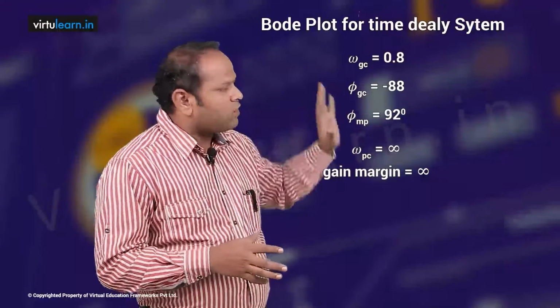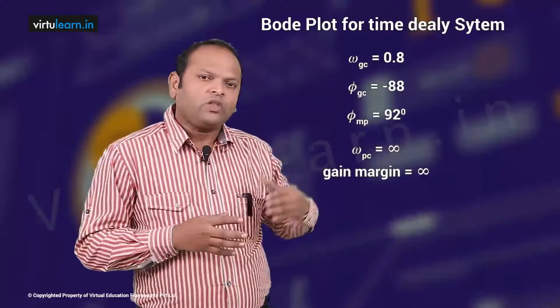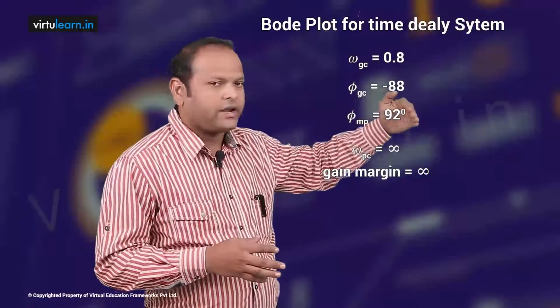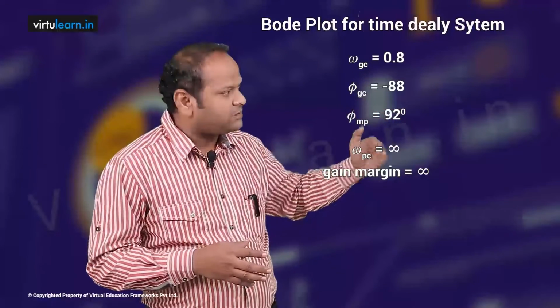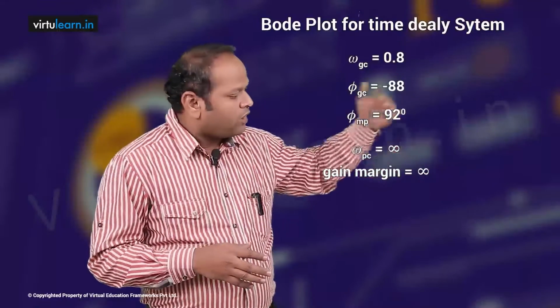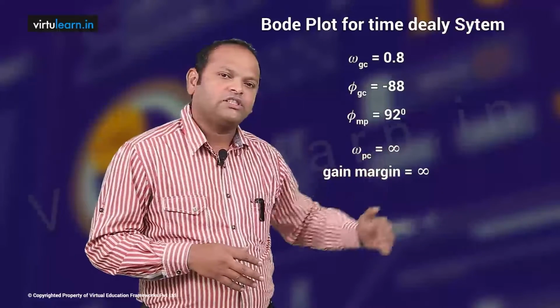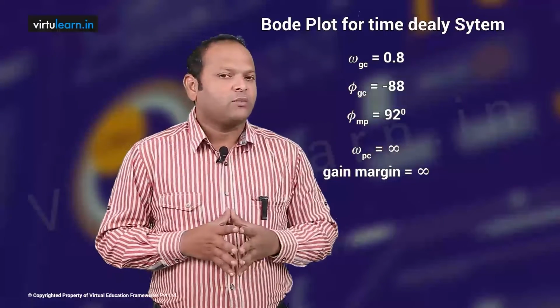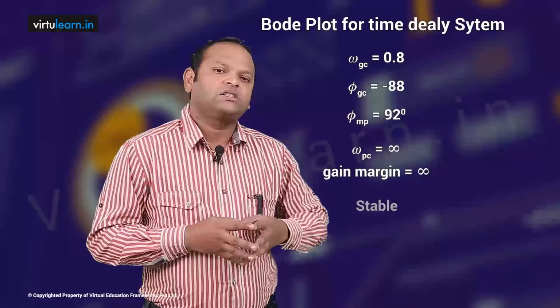Then from this plot, what is the summary? We have omega GC and omega PC. Omega GC is at 0.8 and the corresponding phi GC is minus 88, and phase margin is plus 92 degrees. And omega PC is infinity, gain margin is also infinity. Therefore, gain margin is infinity and phase margin is positive, so my closed loop system is a stable system.